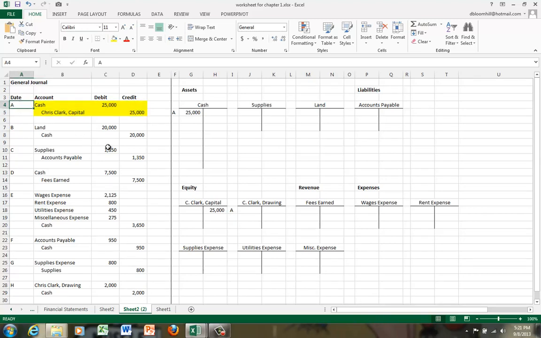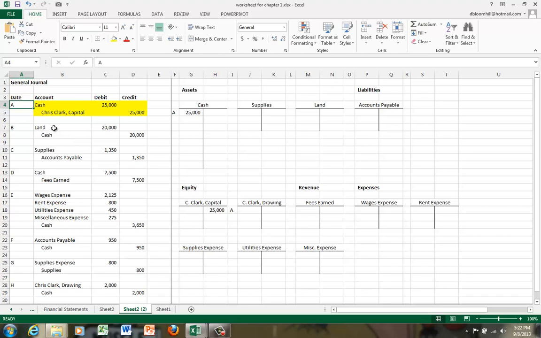We don't want to post it twice, or we don't want to forget it, otherwise you will never balance. So you have to be very, very careful. If you forget to put in one side of the transaction, or one side says 2,500 and one side says 25,000, or one side says 25,000 and one side says 52,000, you will never balance. So be very, very careful and very, very slow when you're doing the posting. Okay, hopefully you understand. If not, rewind this tape and listen to it again.